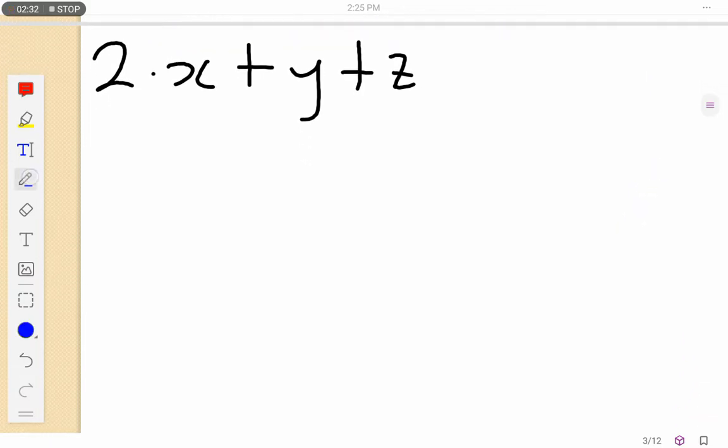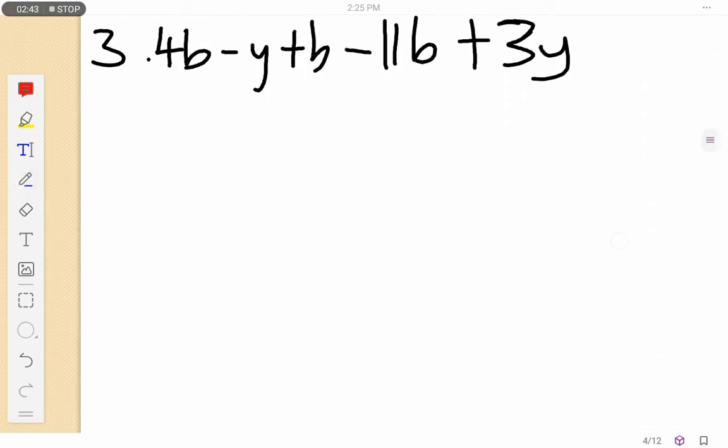Here I've got x plus y plus z. You cannot simplify this further. These are different letters, so we leave it like that. That's the final answer. Another question.